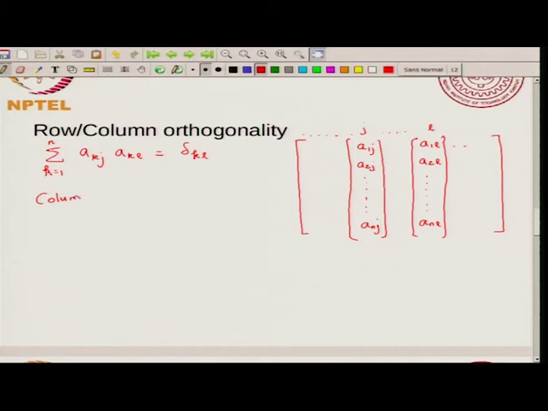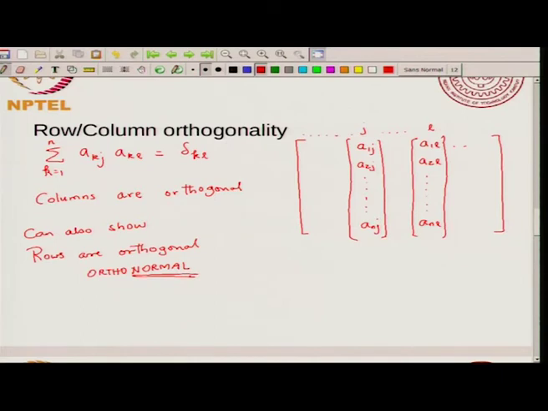So, columns are orthogonal. Okay. And similarly, I leave it as an exercise for you. You can also show rows are orthogonal. Okay. And more precisely, we should use the term orthonormal. Okay. So, orthonormal means it is not only that two rows are orthogonal, but if you take a dot product of any column or any row with itself, you get 1. Okay. So, that means you can say sum over k equal to 1 to n a_kj squared. So, now I have taken l equal to j, this is equal to 1. You take the dot product of any row with itself, you take the norm of any row vector or column vector, you get 1. Okay.